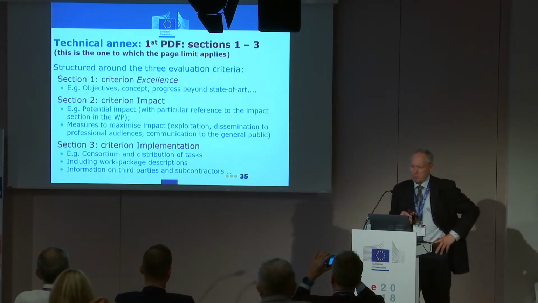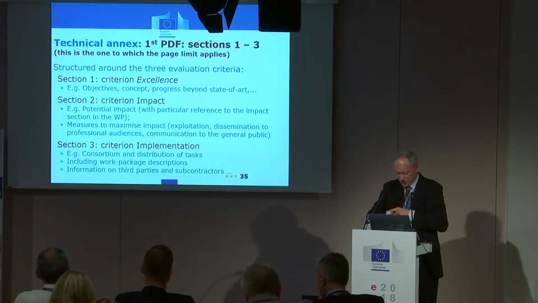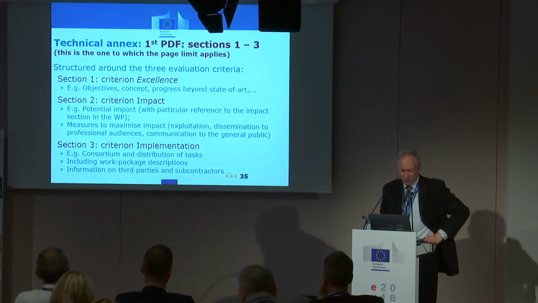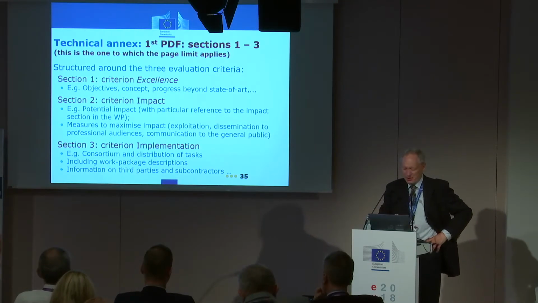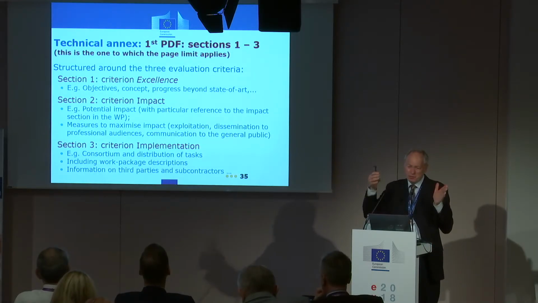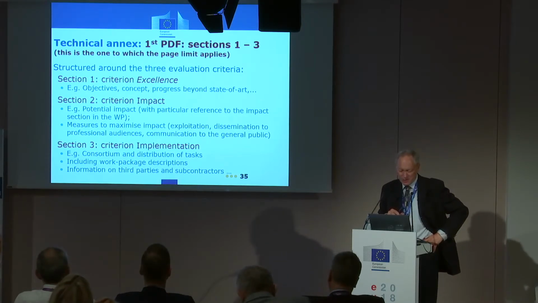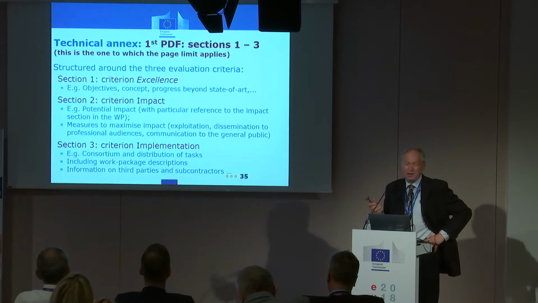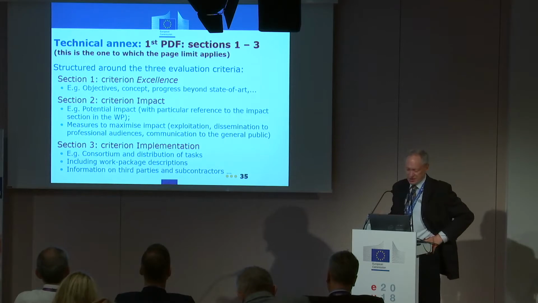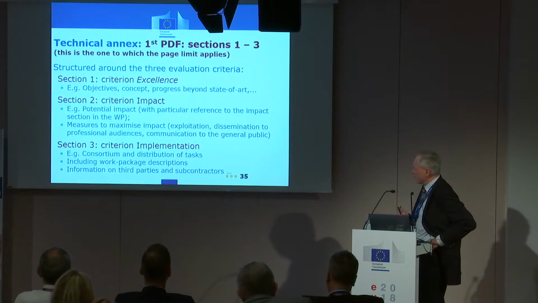Then we have Part B. These are these two PDFs with the technical annex of your proposal, and this is in Section 1, 2, and 3. We have two PDFs because the first one, Sections 1 to 3, is the hard scientific or innovative content of your proposal, and this section relates to the three evaluation criteria: excellence, impact, and implementation.